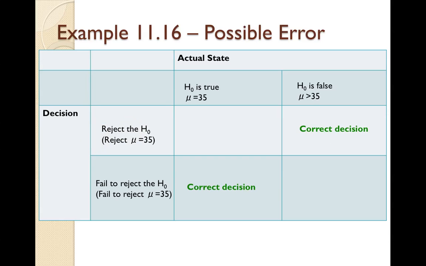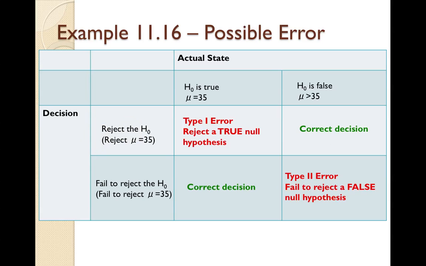The errors occur when the null hypothesis is true and you've rejected it. That's called a type 1 error when you're rejecting a true null hypothesis. And the other error that you'll get is a type 2 error. That occurs when H0 is false and your conclusion was to fail to reject the null hypothesis. So meaning that the mu is really greater than 35, but you failed to reject that mu was 35.